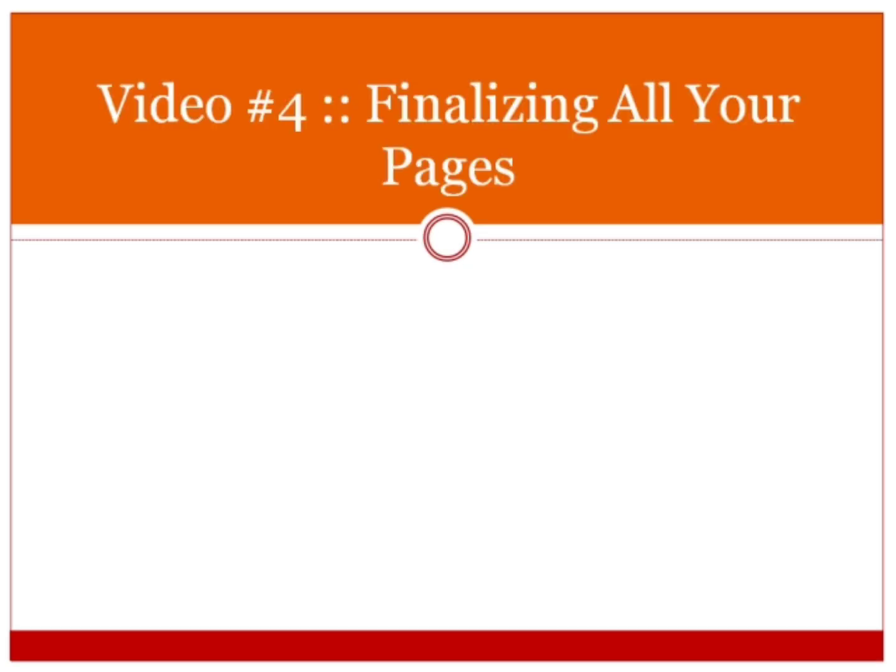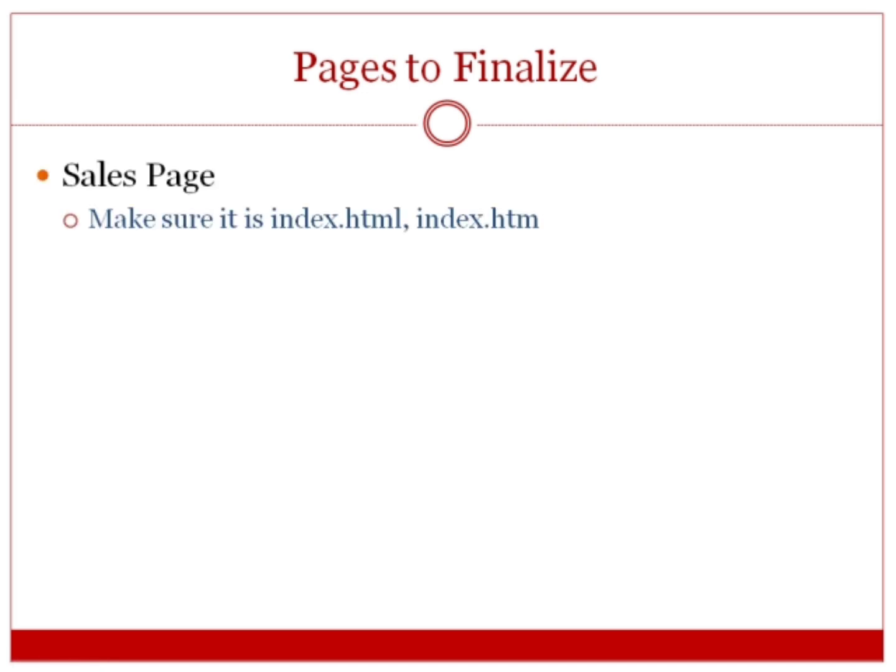Hello and welcome to video number 4. In this specific video, you're going to be finalizing all of your pages. Now, before we jump in and start doing this, I want to talk briefly about a few important things. For example, the sales page. The file name of the sales page needs to be index.html or index.htm. And the reason being is when you upload the files later on, when the browser reads the directory, the folder, and so forth, when it sees index.html, then it's going to go straight to that file.